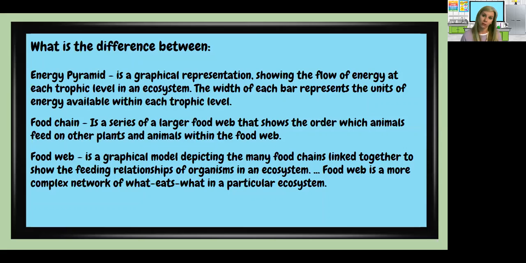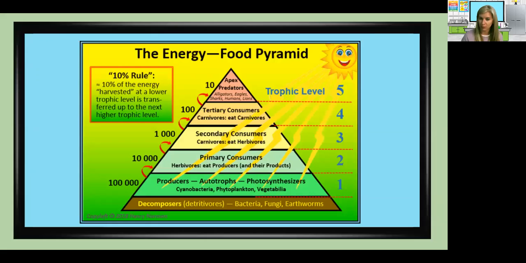Within that, we have our food chains and we have our food webs. And a chain is a part of a food web. So we'll get to that as well, and you'll see how that all works together. So here is our graphical representation of our food, or the energy pyramid.